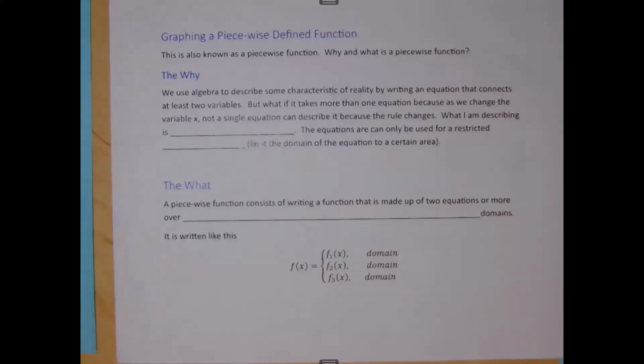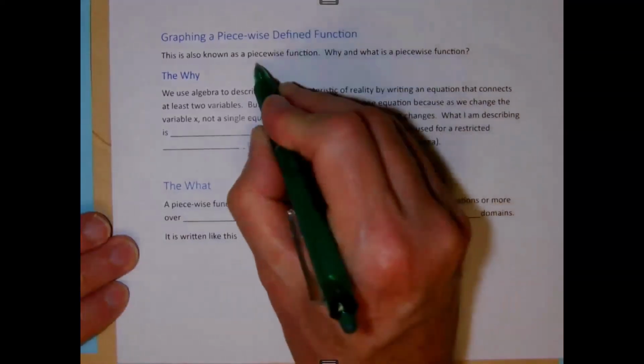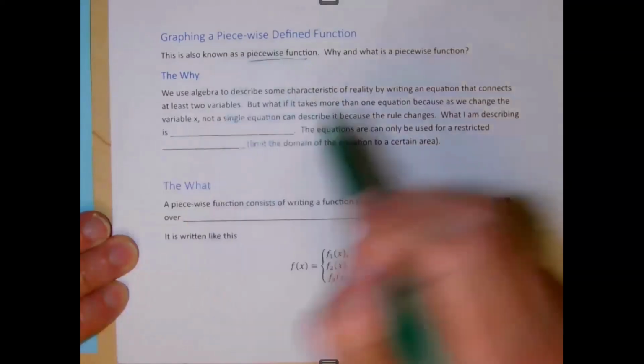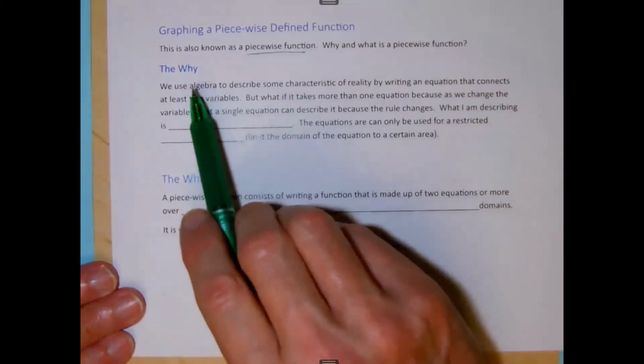We're going to look at graphing a piecewise defined function. But first, we need to define what this is. And again, this is also known as a piecewise function, just a sort of piecewise defined function. So what is it? First, let's talk about the why.